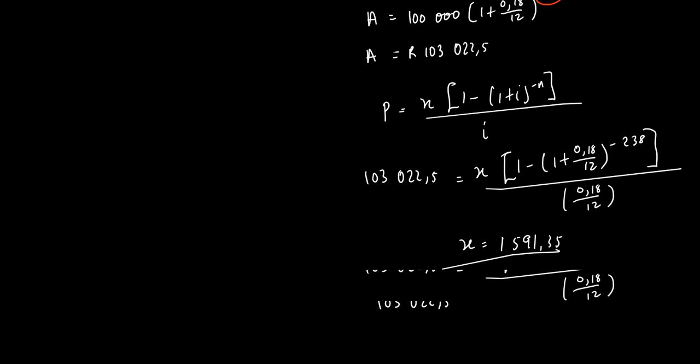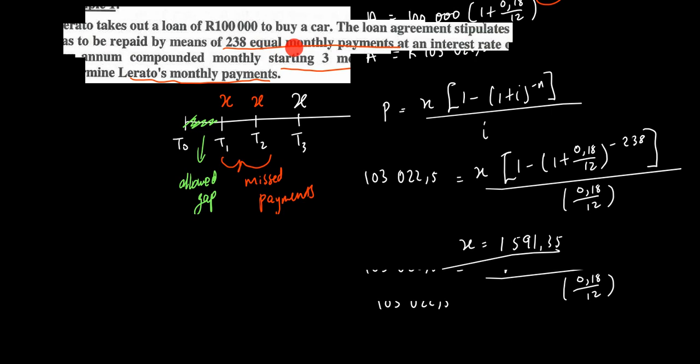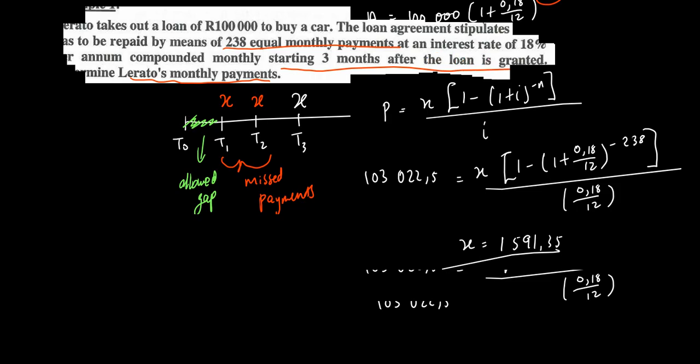I think that was a question. Let's see. Sir, please explain again. Okay. So what we're saying here is that Lerato took out a loan of 100,000 to buy a car. But the loan agreement said that this loan has to be repaid by means of 238 equal monthly payments, at an interest rate of 18% per annum compounded monthly, starting 3 months after the loan is granted.